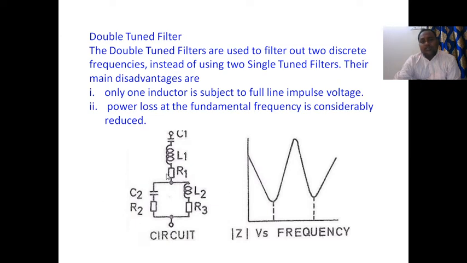It eliminates two frequencies. Previously, the single tune filter eliminated a single frequency, a single harmonic. The double tune filter eliminates two harmonics, mainly the dominant harmonics. Please observe the diagram, impedance versus frequency. There are two resonant conditions, resonant F01, F02. The impedance decreases under resonant condition and then increases. We have another resonant condition in this double tune filter circuit.